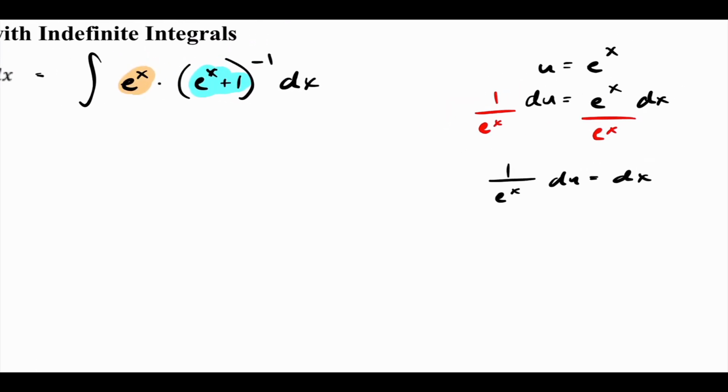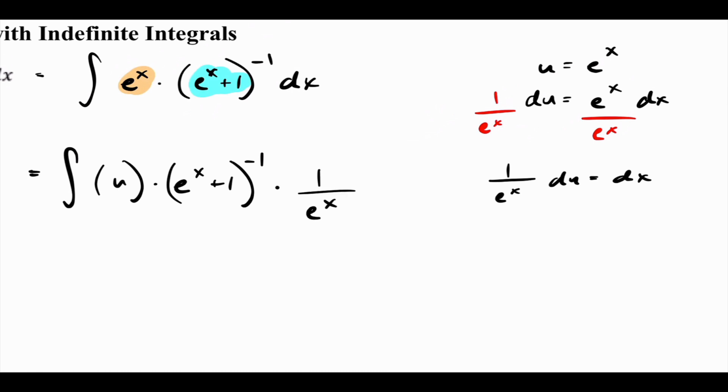So we get e to the x is u, times e to the x plus 1 to the negative 1 power. And then I have 1 over e to the x du.